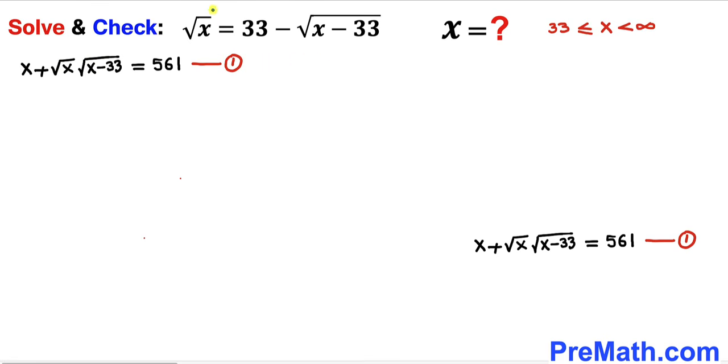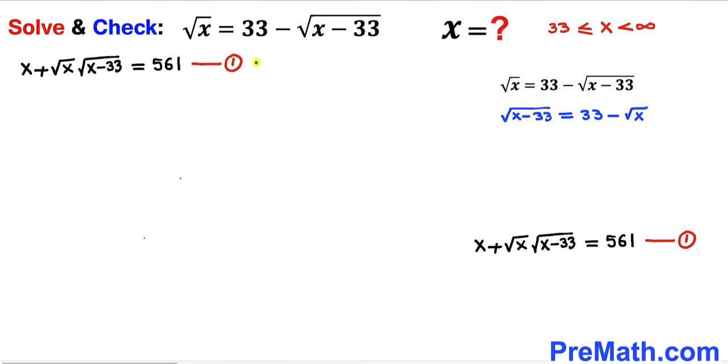And now let's focus on this original equation. And here I have copied it down. And now I'm going to move this part to the right hand side, and at the same time, I'm going to move this radical part in the opposite direction. So therefore, we are going to have square root of x minus 33 equal to 33 minus square root of x.